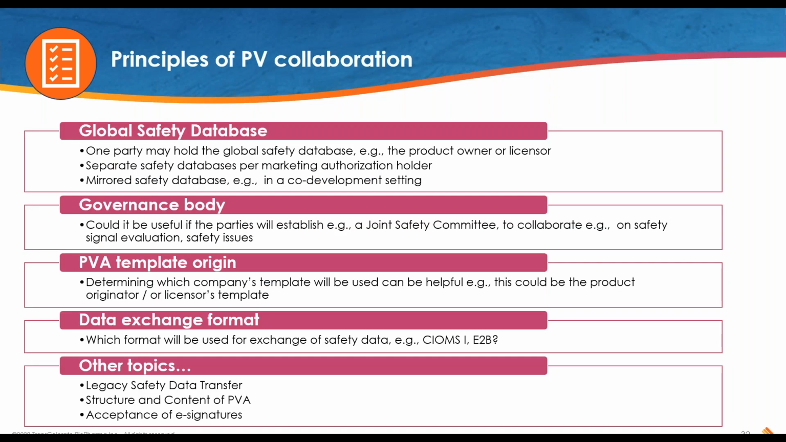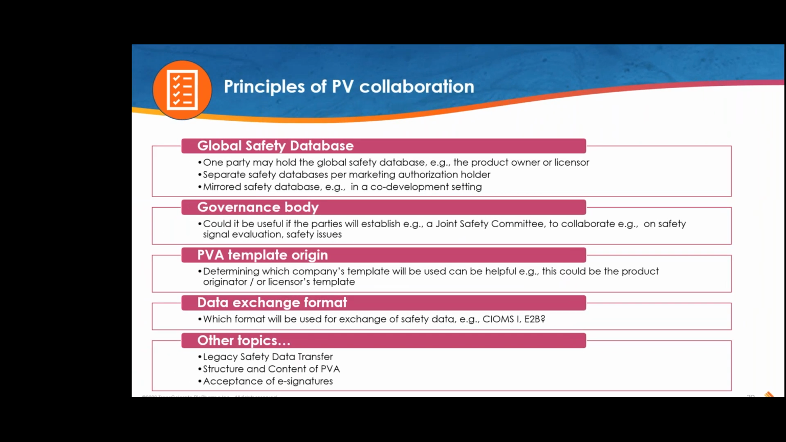So you can also agree on certain principles of the PV collaboration early on. Who holds the global safety database? Will there be separate safety databases per marketing authorization holder? Will there be mirrored safety databases, for example, like in a co-development setting? Will there be a governance body, and what governance bodies need to be established? Which party's PVA template is used? And what data exchange formats will you be using?